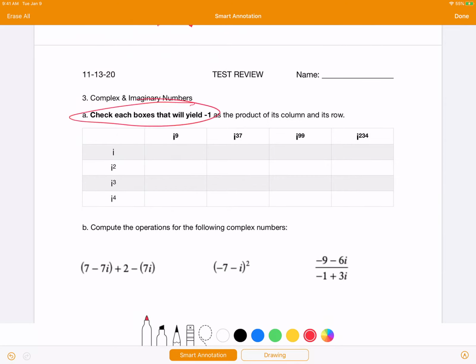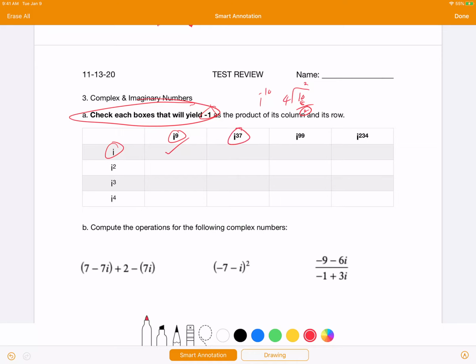All right, check the boxes that will yield out negative 1 as the product. Now, some of you guys have asked me questions about this. I know that the instruction was probably a little bit unclear, but what that means is you multiply i to the 9th with i, and that becomes i to the 10th. Now, does that equal negative 1? If it does, then you just put a check next to it, which it does. Because i to the 10th, if you divide 10 by 4, you get a remainder of 2. So you're really looking for anything that gives you a remainder of 2 once divided by 4.